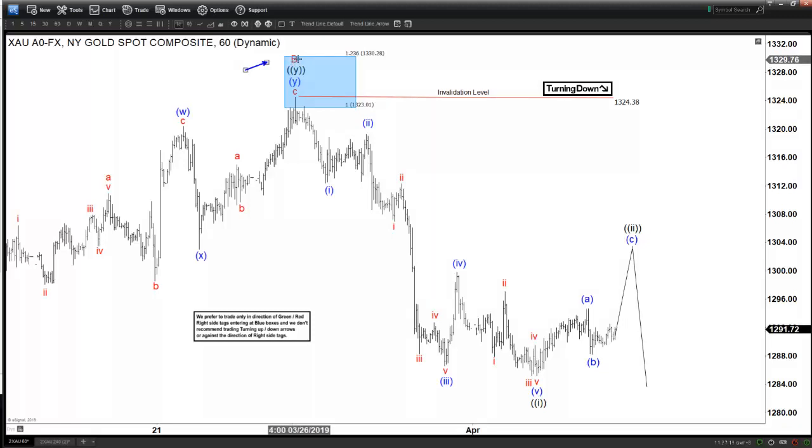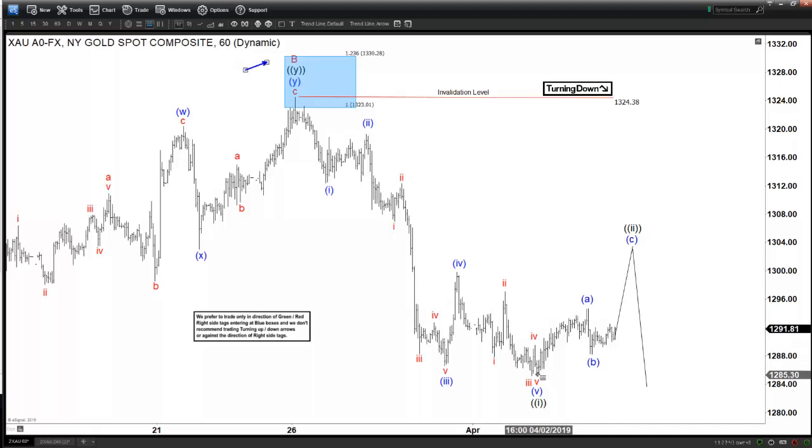Okay, so the minor degree is an ABC zigzag, and we are in the C leg of the minor degree in a zigzag, and then it subdivides into a 5 waves. As you know, a zigzag is a 5-3-5 structure. Now this bounce here is also taking the form of a zigzag, right? Of course, it's at the lower degree, and we are looking for an ABC, potentially ending this with 2.